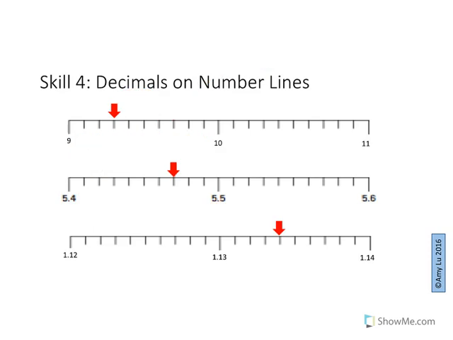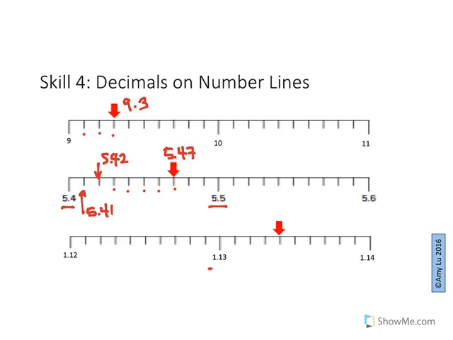So just because we read this like a ruler, this first one is 9.3, because 9.1, 9.2, 9.3, or 9 and 3/10. That's a more formal way of saying it. And then here, we're reading between 5.4 and 5.5. So this is going to be 5.41, then 5.42. So if we keep going, 3, 4, 5, 6, 7, this will be 5.47, which is the same thing as saying 5 and 47 hundredths.